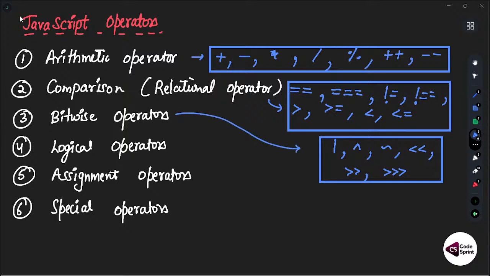Then afterwards, we have the logical ones. Logical ones are only three types. First is logical and. Afterwards, we have logical or. Afterwards, we have logical not. These are the three types of logical operators we have.